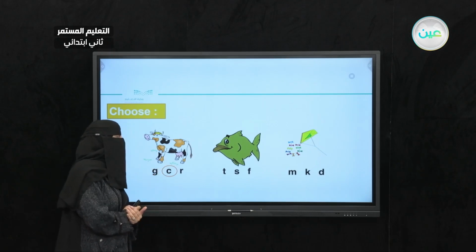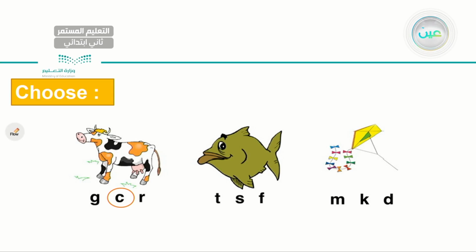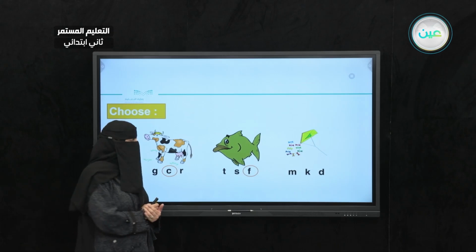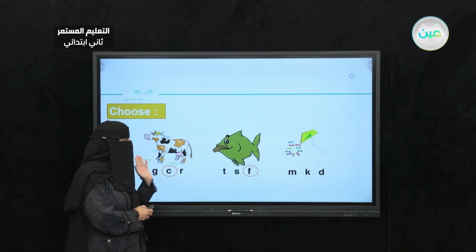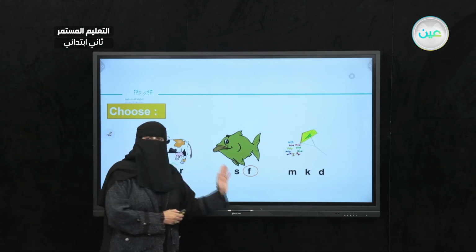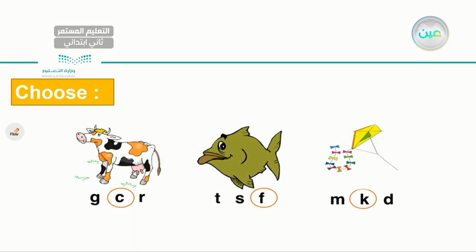Moving to the next picture, I have a fish. Shall we circle T, S, or F? Fish. Very good. We will circle the F. Very good. Last picture here, I have a kite. Kite. So what do you think? Which letter will we circle? Is it letter M, K, or D? What do you think? We will circle definitely K, kite. Very good. So I have a cow, fish, kite.